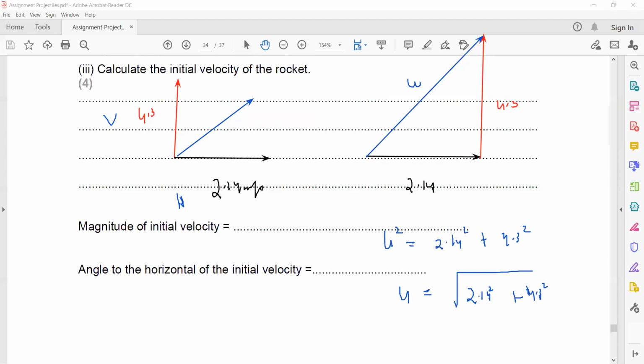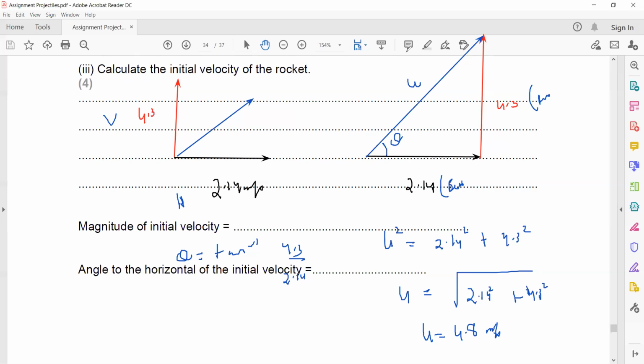You will get the value of u, which is 4.8. So u is equal to 4.8. This u is the launching speed. And if I need the angle with the horizontal, this one is the base and this one is the perpendicular. So theta is equal to tan inverse of perpendicular over base. So 4.3 divided by 2.14, you will get the angle. Is it clear?